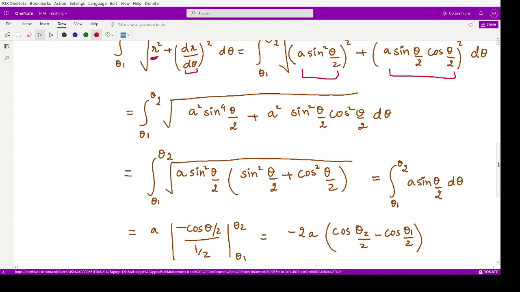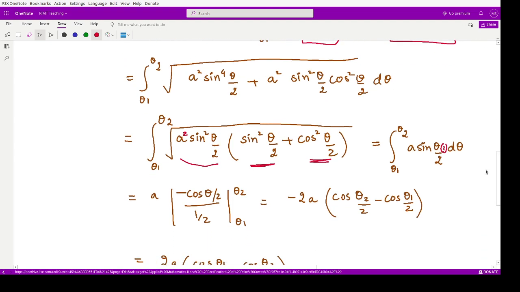Firstly we square the terms, so it would be a square, the square of this one would be power 4, then a square sine square cos square, d theta. Then we can take a square sine square theta by 2 common, and we are left with sine square theta by 2 plus cos square theta by 2, whose value is equal to 1, because sine square plus cos square is 1. So this is a square sine square theta by 2 under the square root. The square cancels with the square root, so we are left with a sine theta by 2 d theta.